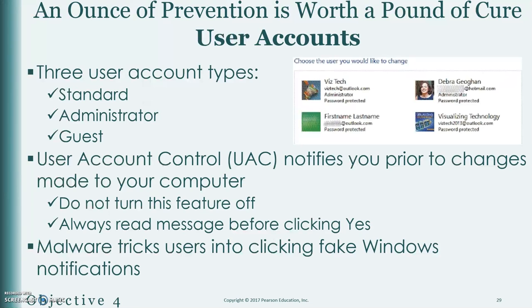So now we're talking about how to practice safe computing. There's 3 types of user accounts. You have standard accounts, you have administrator, and you have guest accounts. And user account control, that's UAC, is going to notify you before changes are made to your computer. So don't turn that feature off. Leave it on, and remember to always read the message before clicking yes. This is going to say, are you sure you want to allow this software to make changes to your machine? And you read the reason, like what it's going to actually do, and then you can decide if you want to, yes or no.